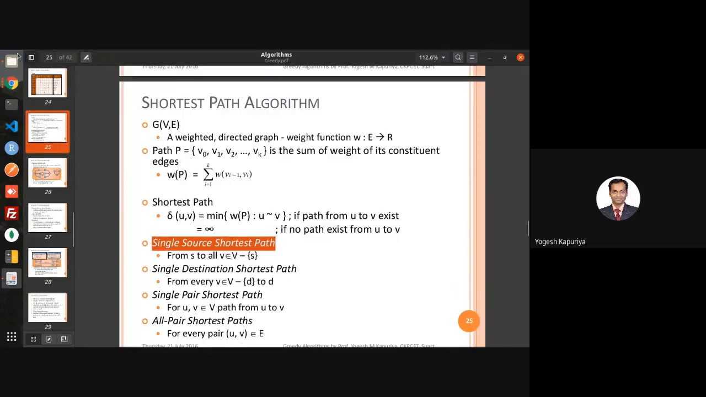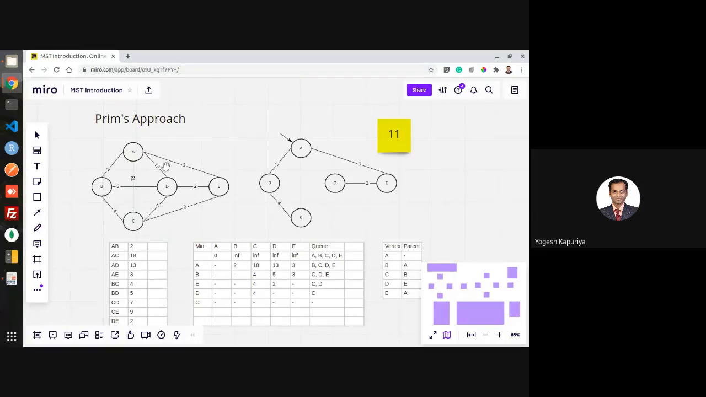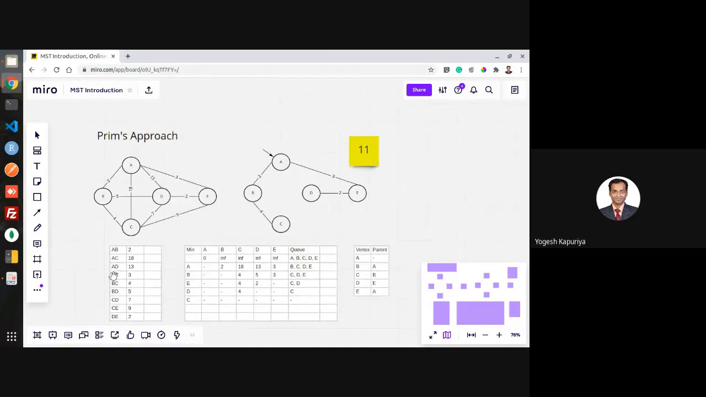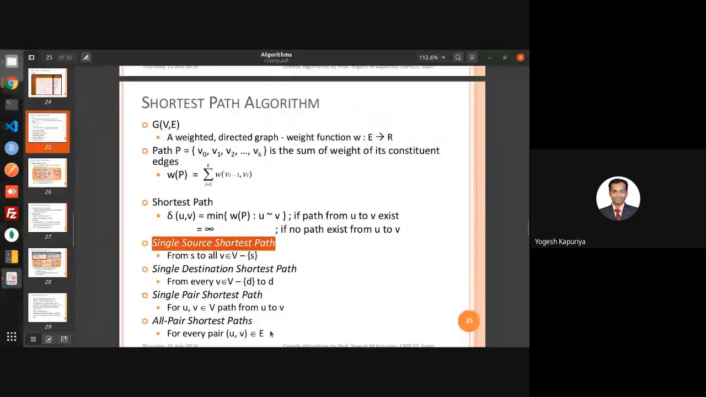And the last one is all pair shortest path. That means your objective is to find the shortest path between every pair of vertices. So if this is the problem statement, then your objective is to find the shortest path between A to B, A to D, all of these, whatever: AB, AC, AD, AE, BE, BC, DB, BD, all the pairs within a graph. So you need to find the shortest path of each of these pairs.